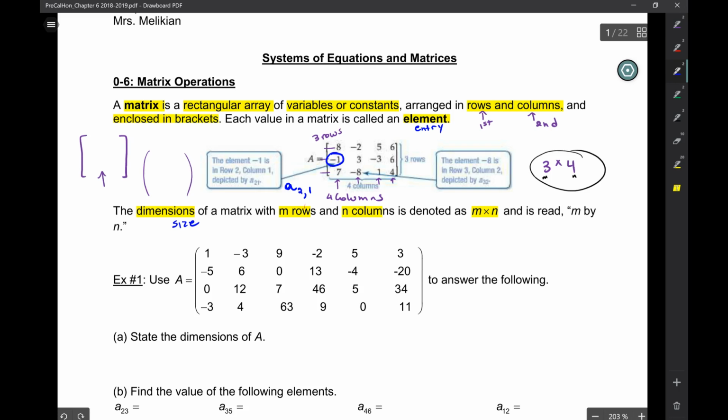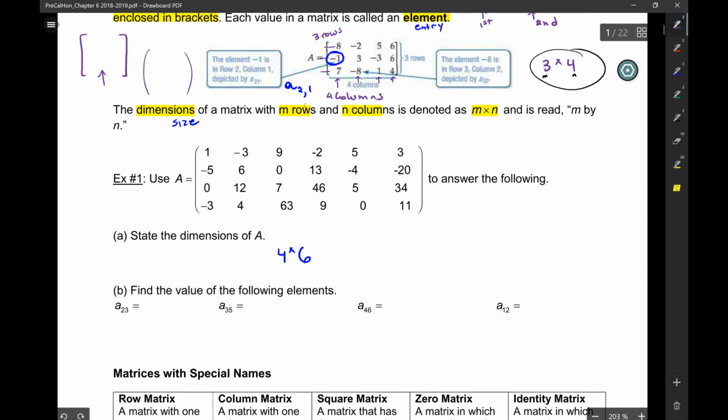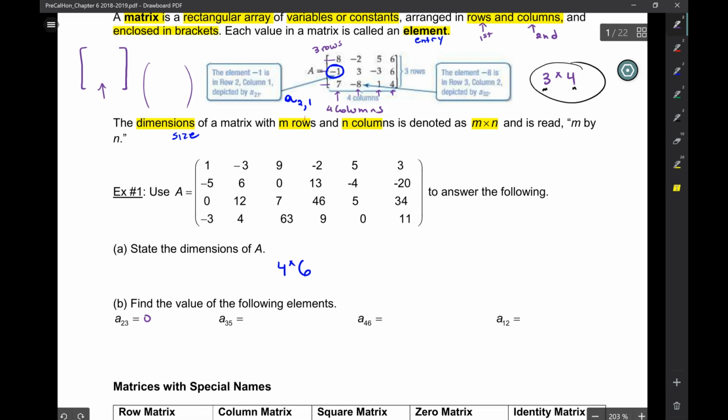Let's do this one. It says use A to answer the following. What are the dimensions of A? What do you guys think? 4 by 1, 2, 3, 4, 5, 6. Always go down first. You have 4 rows, 1, 2, 3, 4, and then 6 columns. So this is 4 by 6. Now find A2,3. So little a, second row, third column, 0.